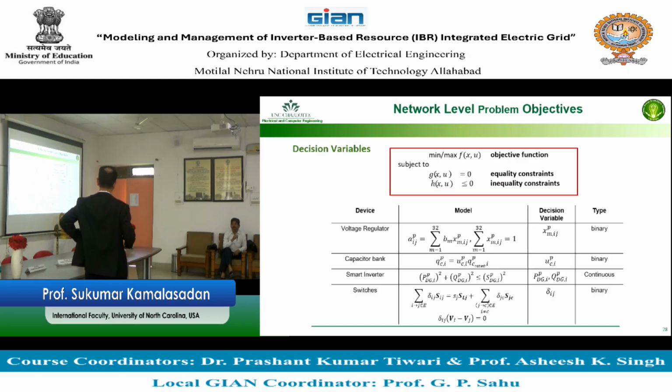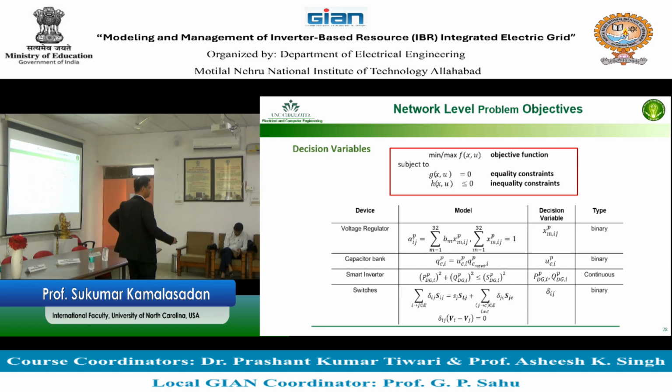So the decision variable that is coming out is generally represented in the form of binary for these 3 devices, and for the smart inverter in some countries. You understand this device? You understand this device too? Right? Voltage regulator. This is called a switch. A switch is actually a small brother of a breaker. Okay, and what is the difference between a switch and the breaker?